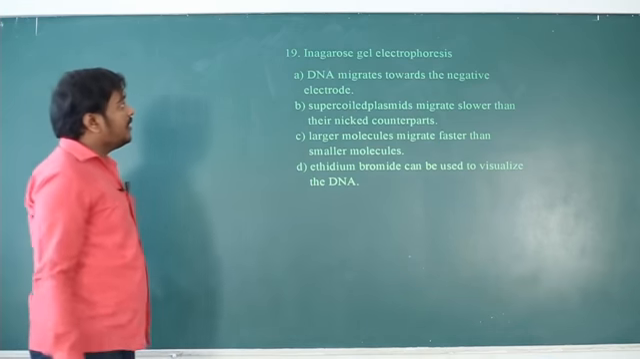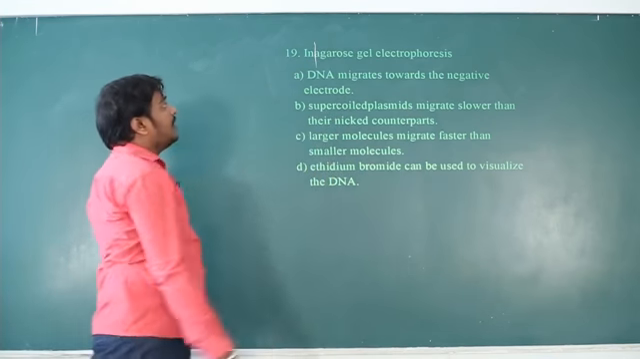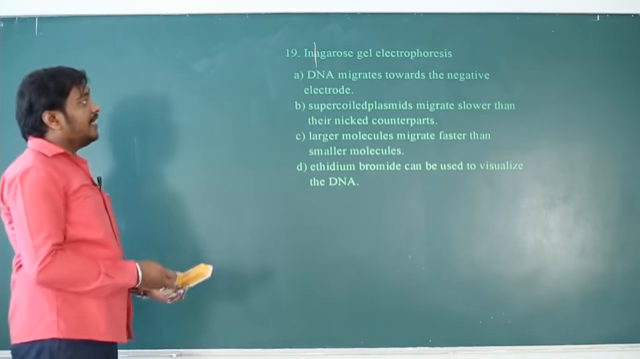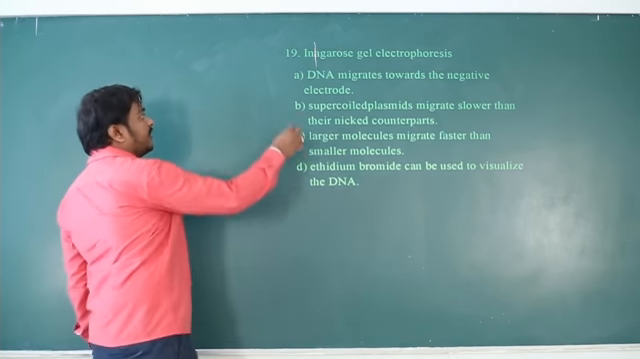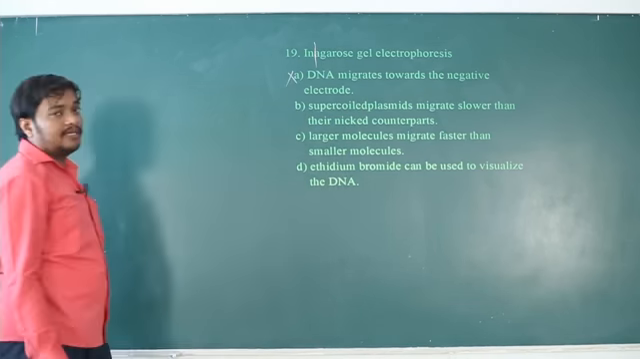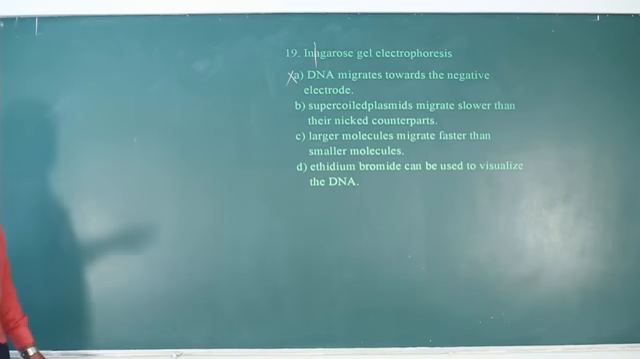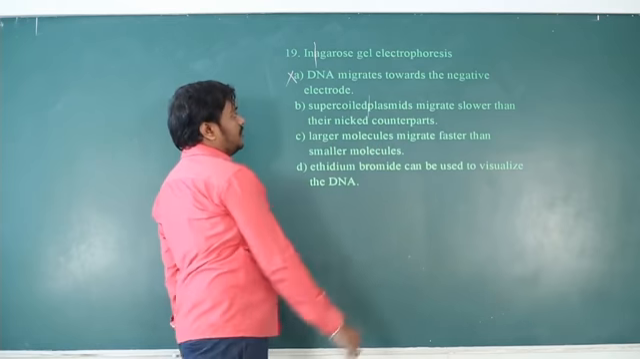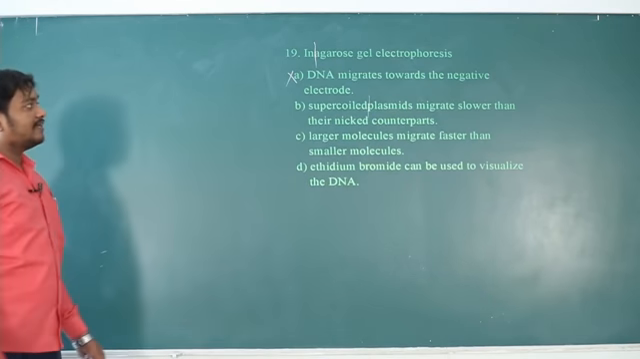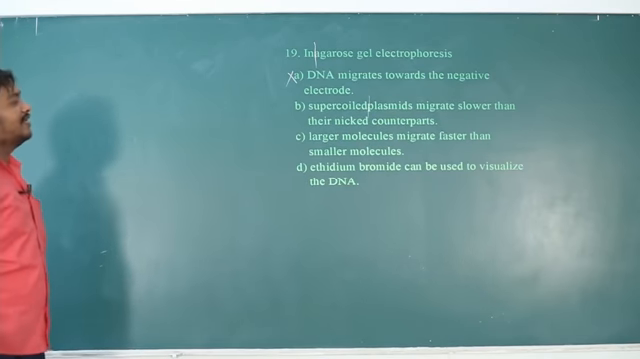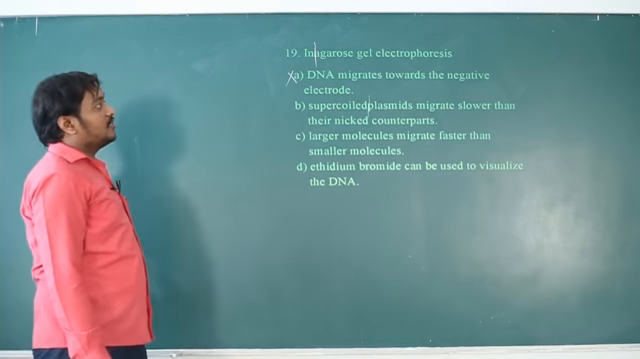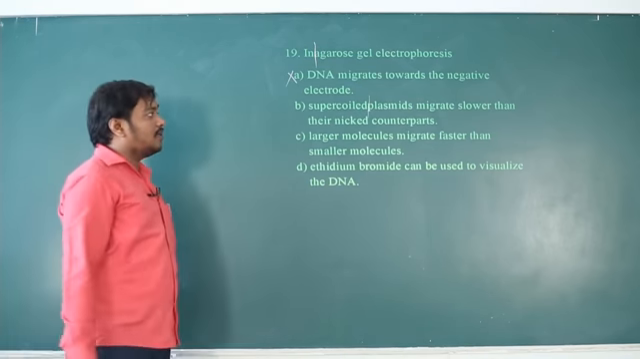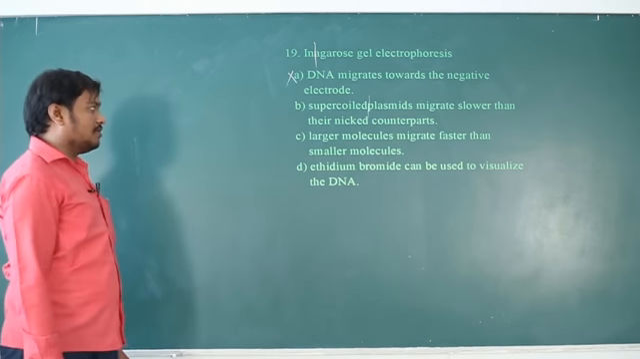So in agarose gel electrophoresis, DNA migrates towards the negative electrode. No, as already told, DNA moves towards the positive electrode, because DNA being negative, it should move towards the positive end. Then supercoiled plasmids migrate slower than their nicked counterparts. Nicked means cut. Then larger molecules migrate faster than smaller molecules.